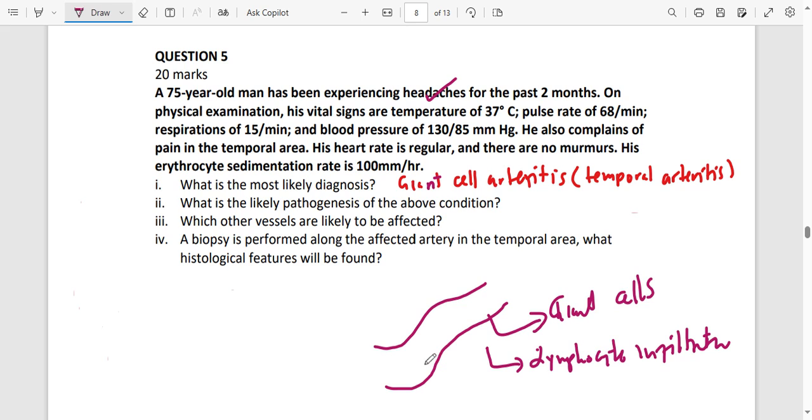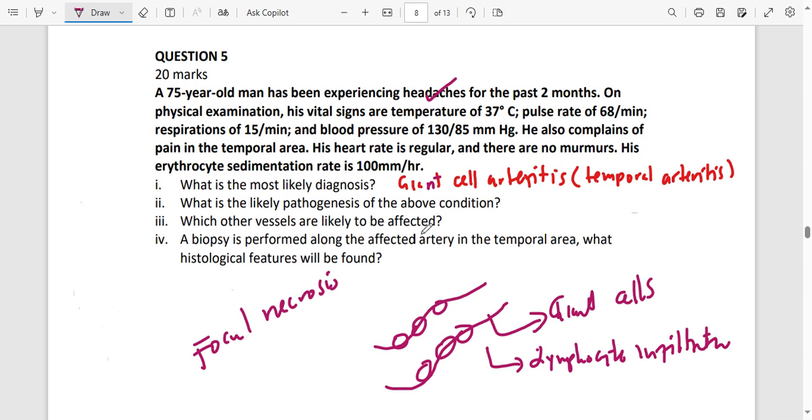Actually, even the wall of the artery itself is going to die. So it's going to undergo necrosis, and that's known as focal necrosis. Focal necrosis is the death of the arterial wall cells. The walls of the arteries, the endothelium, will start dying.